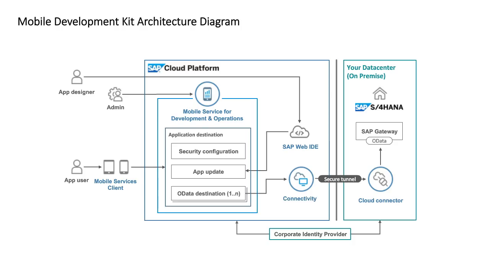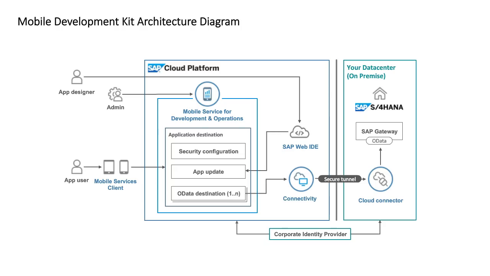And if we just go a little bit deeper and take a look at the three main personas, the first one that we have is the app designer. You can see it at the top left of the screen there in the architecture slide. The app designer creates the MDK project in the MDK editor. And again, that's a plugin within SAP Web IDE. And then they deploy that MDK project to mobile services via the app update feature.